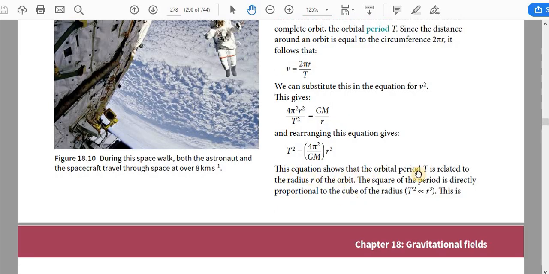Okay, this equation shows that the orbital period T is related to the radius r of the orbit. The square of the period is directly proportional to the cube of the radius. You can see that here, 4π² is a constant, G is a constant, M is also a constant. So T² is proportional to r³. The square of the period is directly proportional to the cube of the radius.